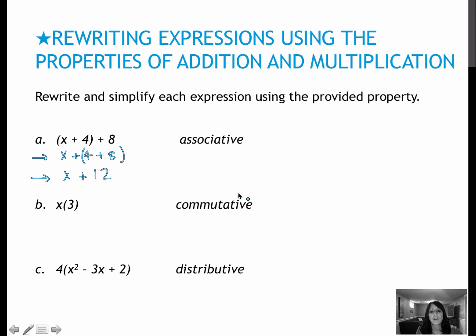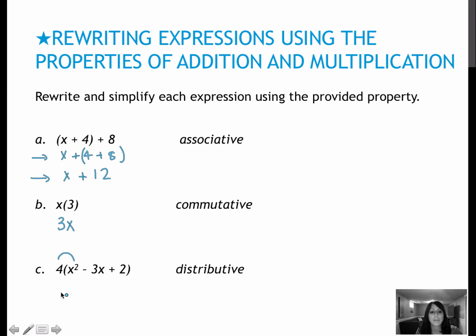For my second, they're asking me to use the commutative property. Obviously, this is the commutative property of multiplication because I'm multiplying, which means just switch the order. And so it would be 3x. Remember, when I put the number first, the coefficient first, I don't need to use those parentheses anymore. And the last one is the distributive property.